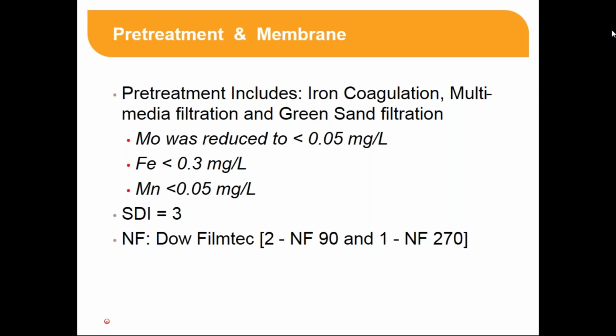The SDI after our multimedia filtration, after green sand filtration, was less than 3, and we used Dow NF membranes. One is an NF270 membrane and two of them are NF90 membranes. The NF90 membrane is a little tighter membrane. The NF270 membrane is a little less tight compared to the NF90. It has more permeability than NF90. So in total we used 3 membranes in series.